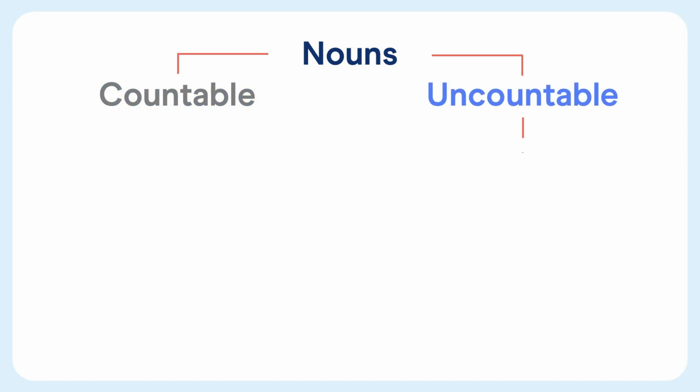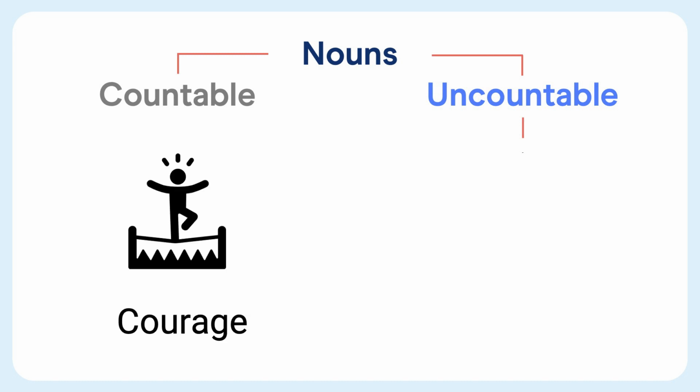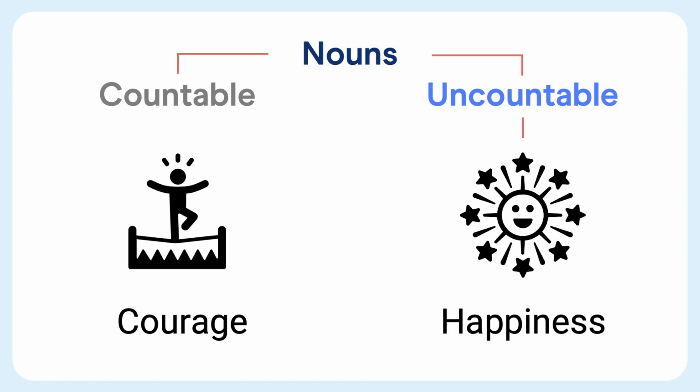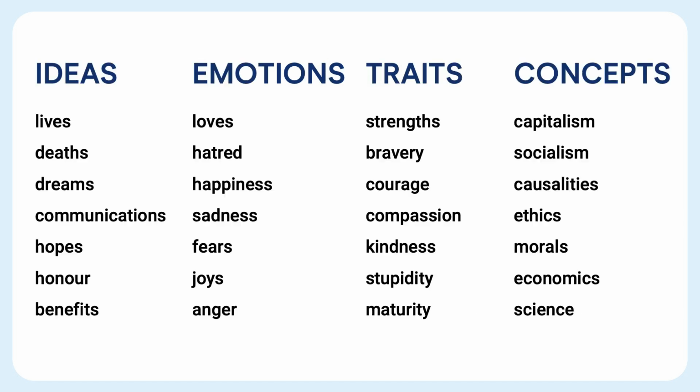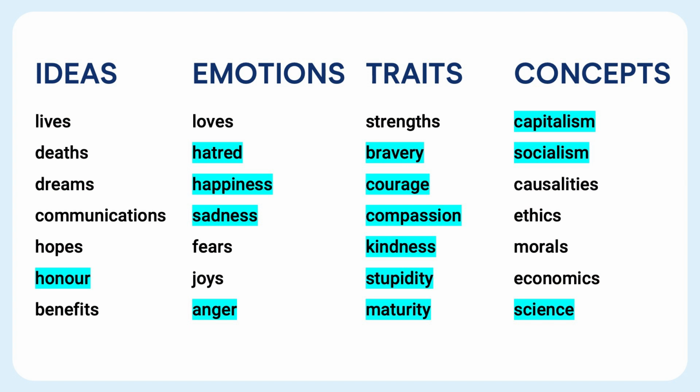But some abstract nouns are uncountable. You can't count them. You can just say courage. You can't say courages. Happiness is also an abstract noun that is uncountable. You cannot say happinesses. It's not countable. Okay, so here's our list again. These words here are countable abstract nouns. And these words here are uncountable abstract nouns. Notice how you cannot put an S on the end of these words.